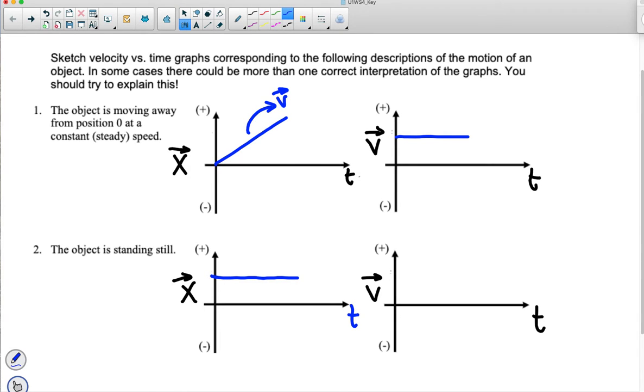Because we know that the slope of the line represents the velocity, a slope of a horizontal line is not positive or negative, it's 0. So when we sketch out the velocity versus time graph, that horizontal line will have to be exactly on the time axis.